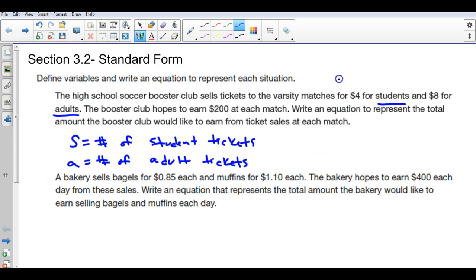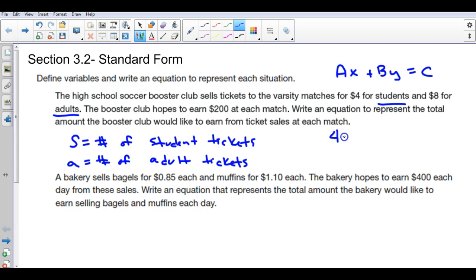Here's how it's going to look in standard form. Standard form of an equation is AX plus BY equals C. A, B, and C are numbers. So A and B, since they're in front of variables, are going to be coefficients. And then C is going to be our constant number. So since X and Y are the variables, I'm using S and A. So what would go in front of my S value in this case? So how much is it for a student to go to the game? So that's going to technically be the A value here, the capital A.